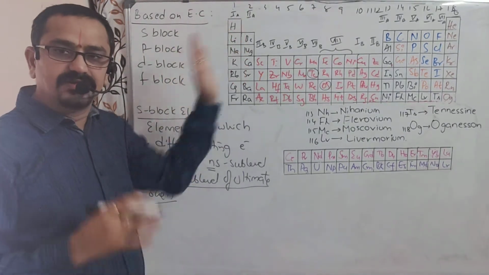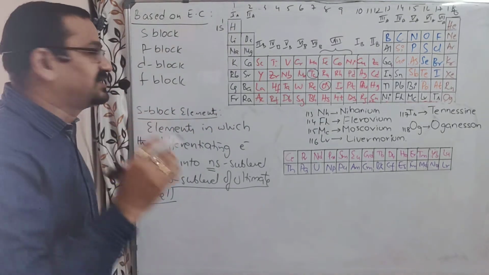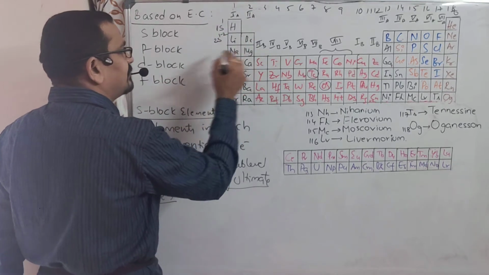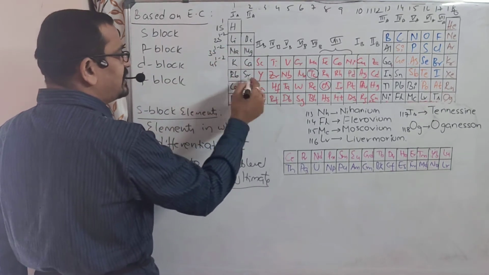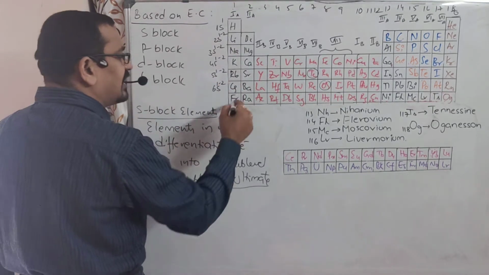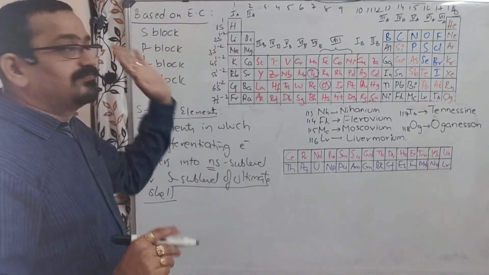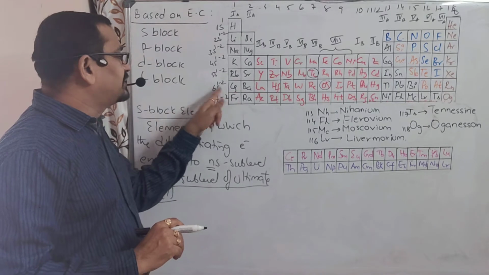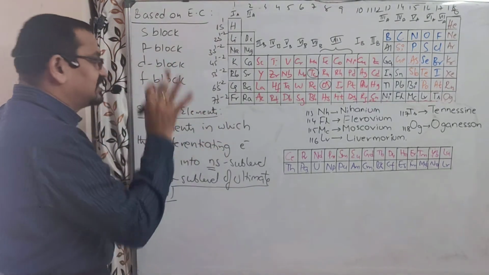These first two groups come under this S block, because if you write the electronic configuration, only the outer shell: the outer shell configuration of hydrogen is 1s1, lithium is 2s1 and beryllium is 2s2, sodium and magnesium are 3s1 and 3s2, potassium and calcium are 4s1 and 4s2, rubidium and strontium are 5s1 and 5s2, cesium and barium are 6s1 and 6s2, francium and radium are 7s1 and 7s2. If you observe the outer shell configuration, the last shell configuration, you can see the presence of the differentiating electron in the outer S sublevel. That's why these first two groups come under S block elements.